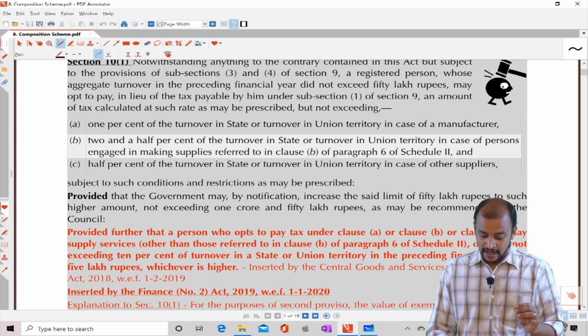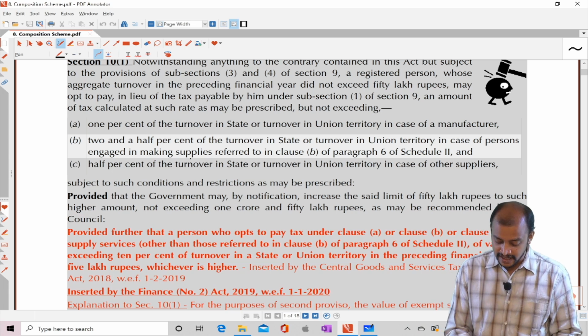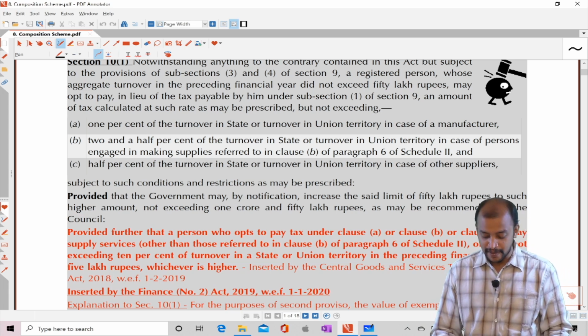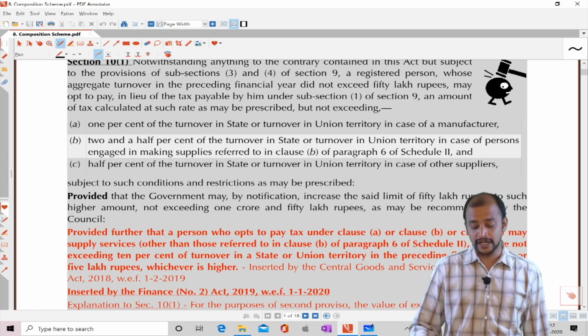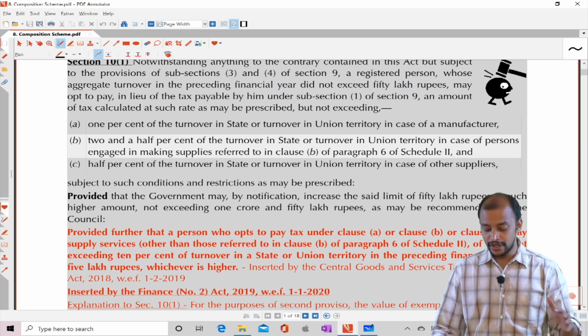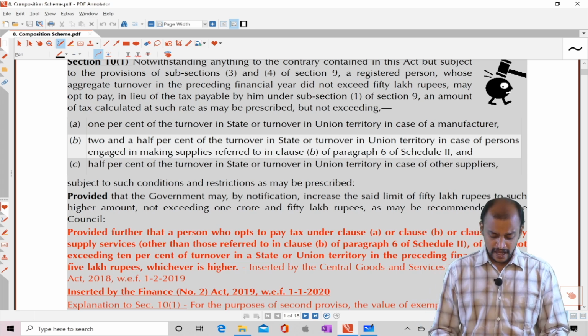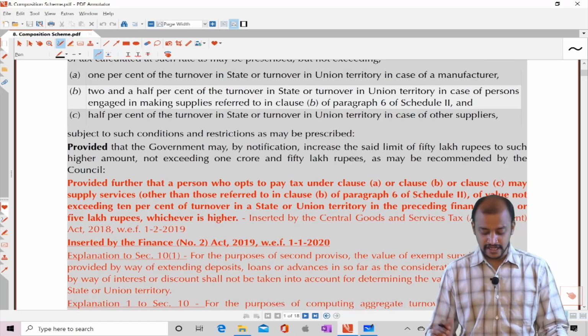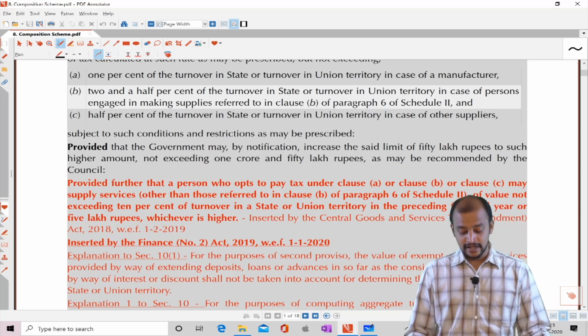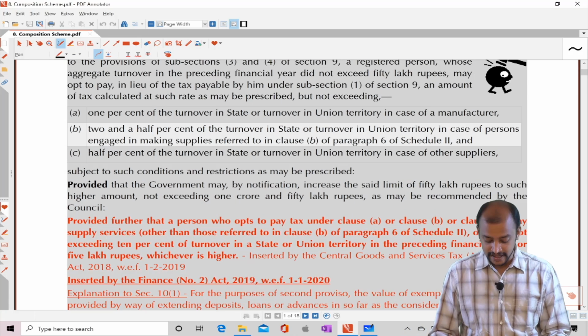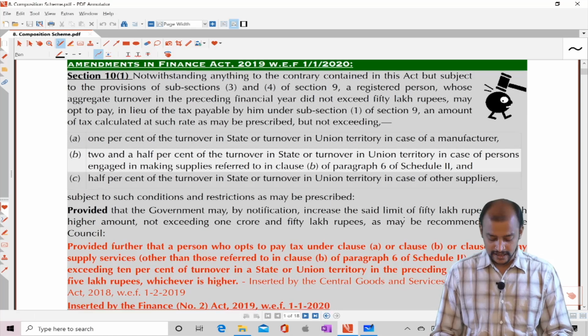In case of a person engaged in making supplies referred to in clause B of paragraph 6 of schedule 2, 2.5% of the turnover in the state or turnover in union territory. 0.5% of the turnover in the state or turnover in the union territory in case of other suppliers. So that is in case of traders. Now what does it say?